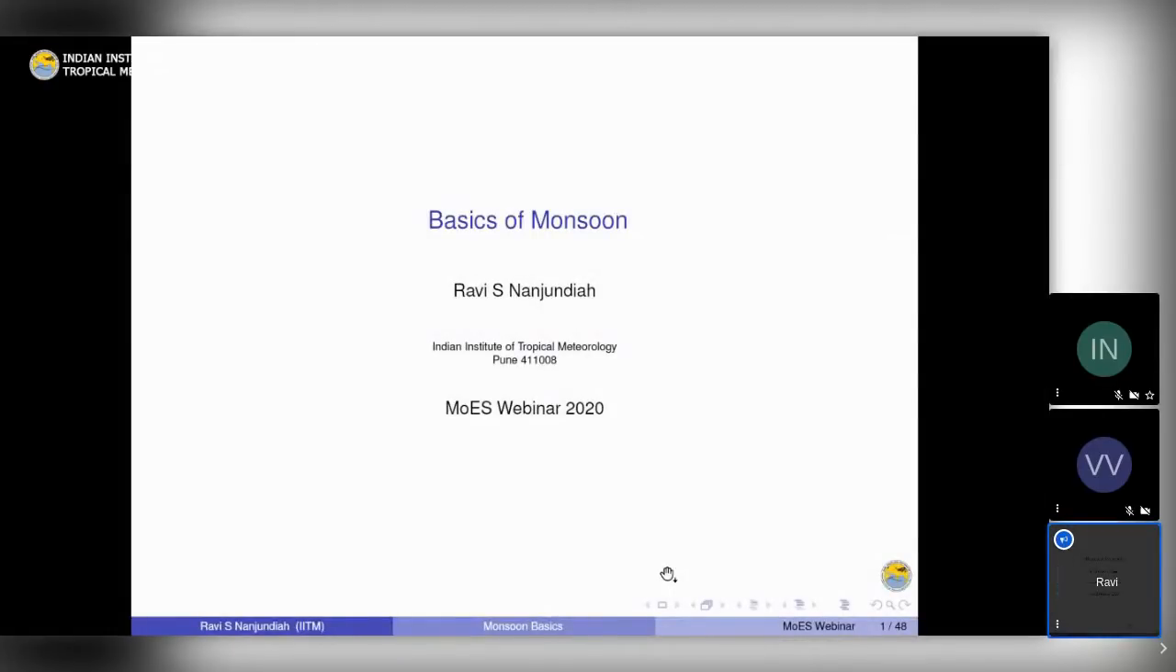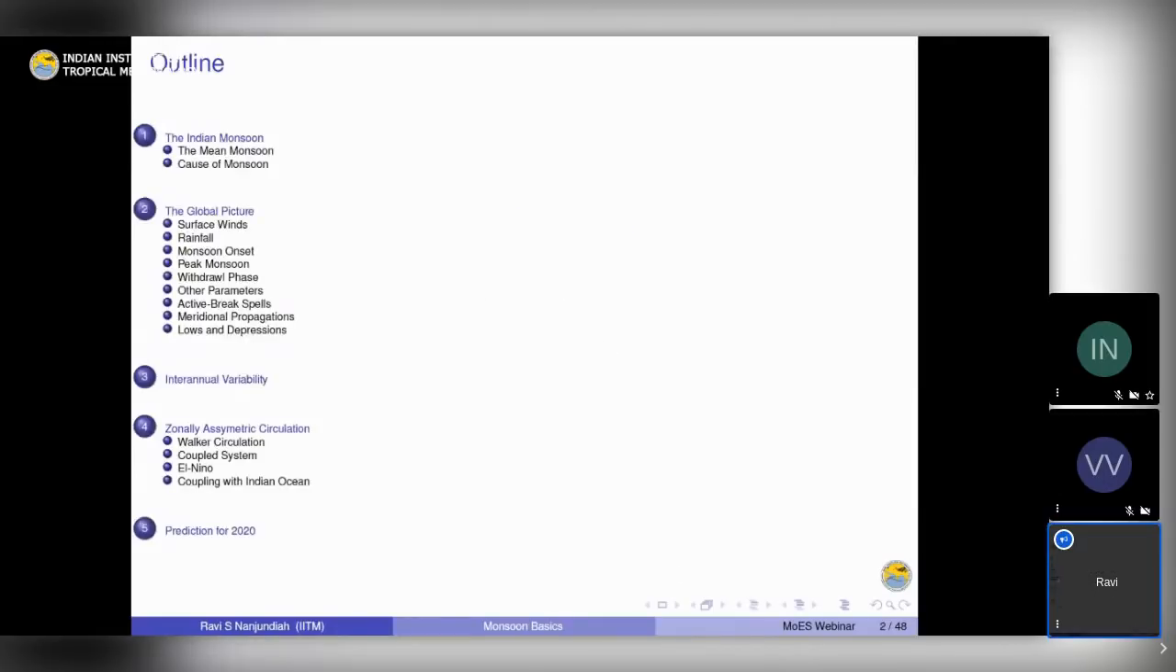Okay, so I'll start with the basics of monsoons, and this is the outline. Sorry, it's a little bit busy. I would like to start with the mean monsoon and the cause of monsoons. We'll look at the global picture: is monsoon a local phenomenon, or a global phenomenon? Then we go into how it varies within a season, then year-to-year variability and the causes for it. Just briefly, we'll discuss that, and finally, I'll touch upon the prediction for this year, 2020.